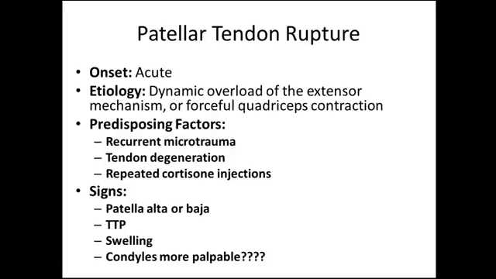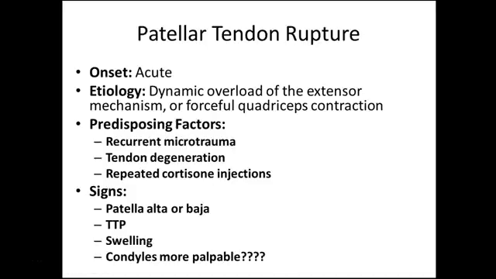And so what are the predisposing factors? Recurrent microtrauma to the anterior aspect of the knee. I would say the number one predisposing factor is tendon degeneration, or a patient who has a tendinosis. And then the other one is repeated cortisone injections.